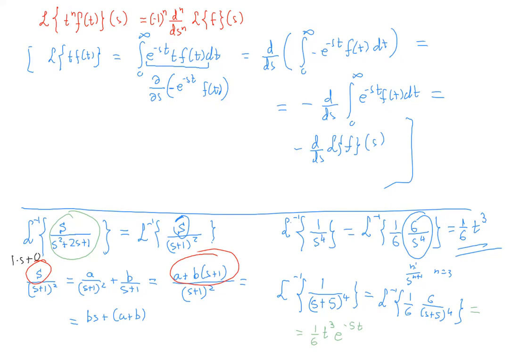If it goes to the third power, as you're asking, you would have had three terms. So it would have been A over S plus one to the third power plus B over S plus one squared plus C over S plus one. So you have to have as many terms as the power, in the case of a monomial like this.